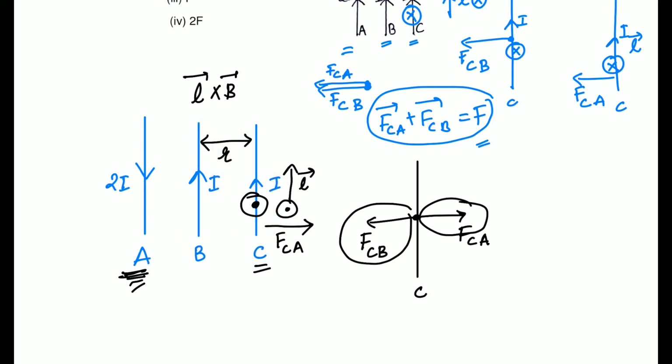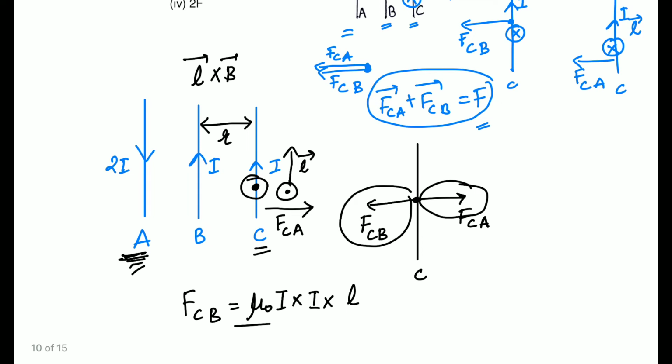We can actually find out. So we just simply write it here. Force on C because of B will be equal to mu naught multiplied by both the current that is flowing, I multiplied by I, multiplied by length. Now length here is infinite, so I'll just simply write some length L. I'm not writing infinity here, just for the time being, you have to bear with me, right? Divided by 2 pi and the distance between them, that is R. So this is the magnitude of FCB.